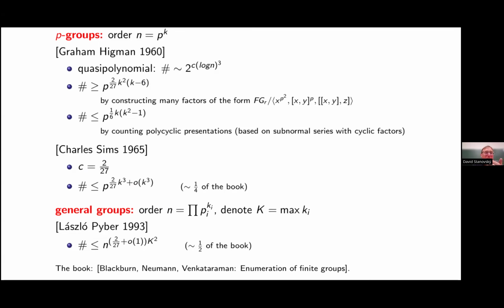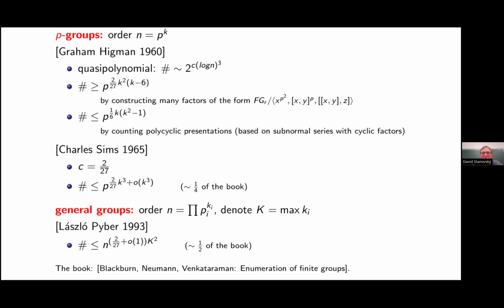And what Higman actually proved is a precise lower bound and a precise upper bound. So the lower bound is achieved with the following formula. It's essentially p to the 2 over 27 k cubed, with the constant in the exponent being 2 over 27. So how did he do that?